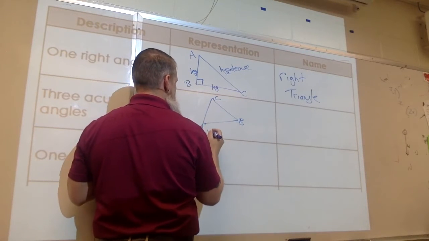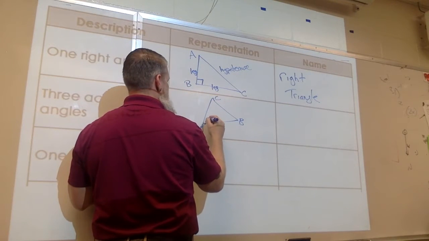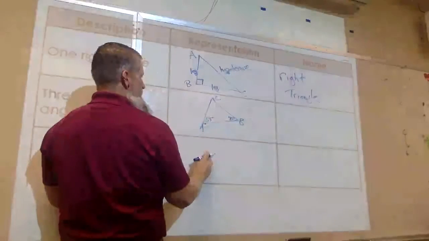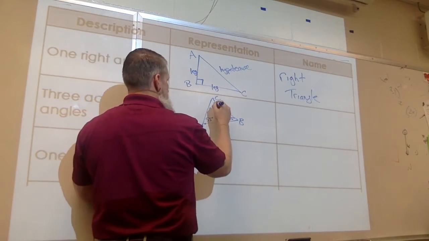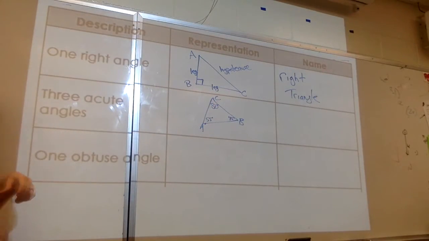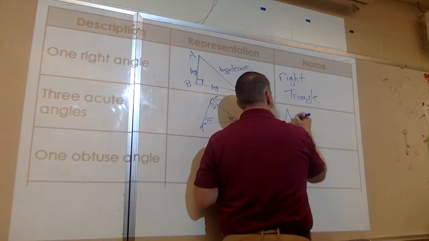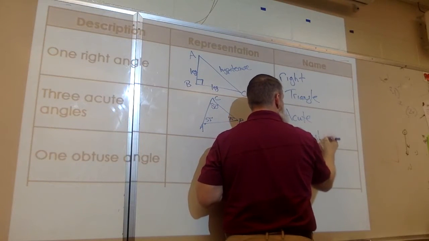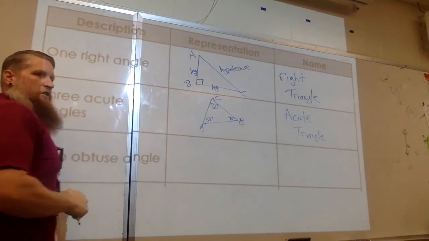I can put measurements in there if I want, like we can make it 55, 45, is that 80? Okay, those would be three acute angles. This one is an acute triangle, so if you have a triangle where all of the angles are acute, it's an acute one.